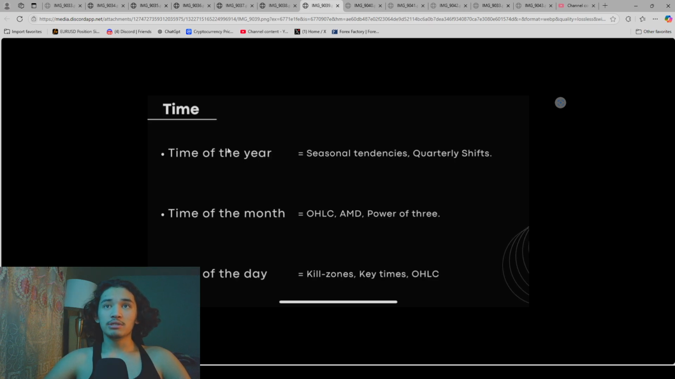Accumulation, manipulation, distribution. Power of three. The same thing, right? Time of the day: basically, kill zones, key times, and open high low close concepts.